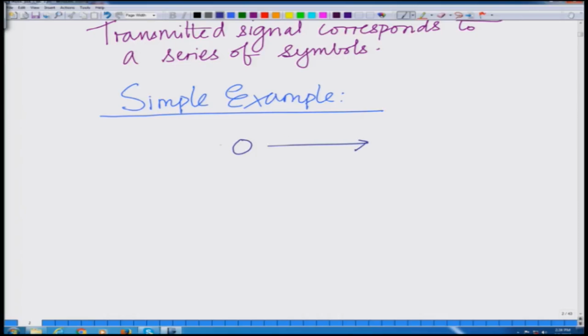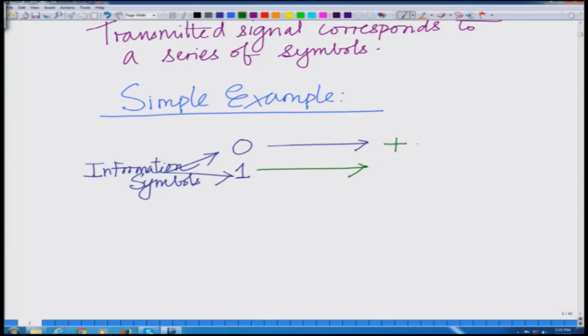So, these are your information. We have two binary information symbols, information symbol 0 and information symbol 1. Now, we have to do transmission over the channel, so we have to map it to a physical signal, some voltage level. So, 0 is mapped to the level plus A and 1 is mapped to the level minus A.